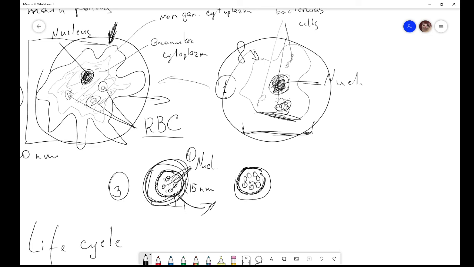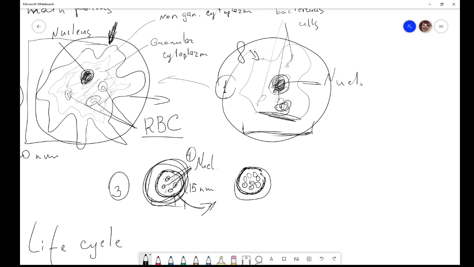The second one of diagnosis is sigmoidoscopy and examination of mucosal lesions for trophozoites. And the last one, serological methods.